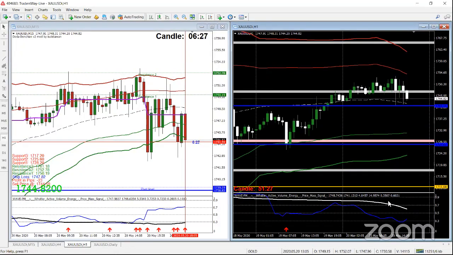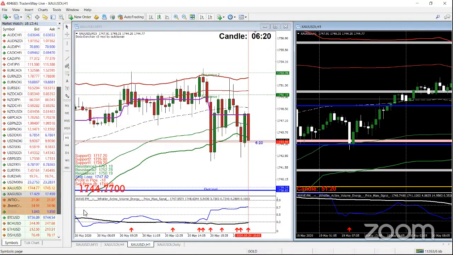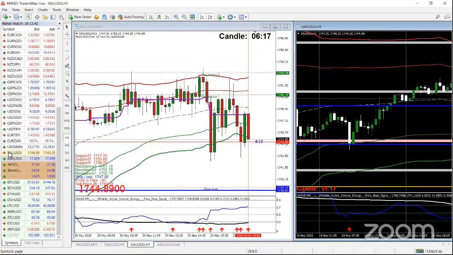XAU is gold. Gold US dollar. If you look over here, go down to XAU, it's US gold. Gold versus US dollar. I thought they had the other gold too.